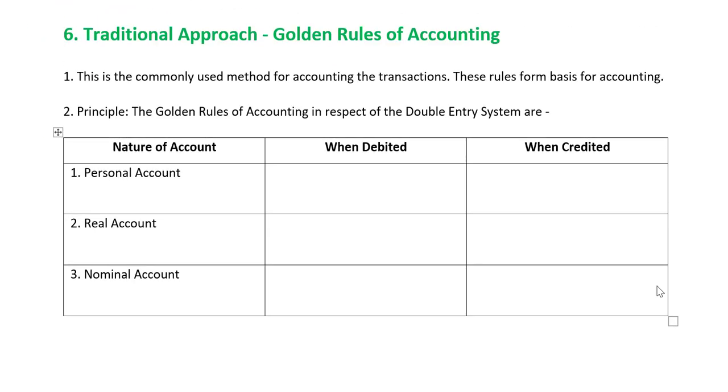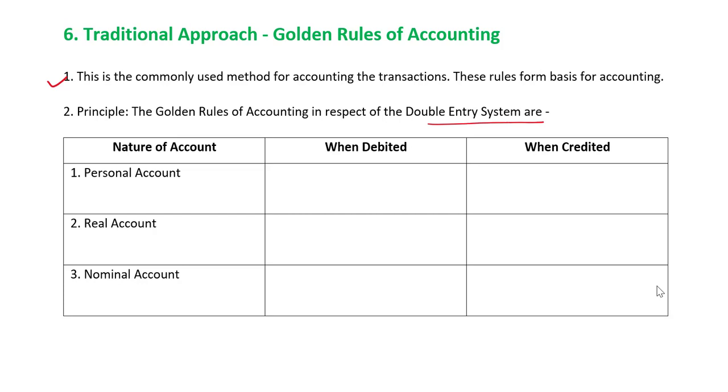Let us move to the next topic, and that is traditional approach, that is golden rule of accounting. Number one, this is a commonly used method of accounting. Basically, there are three types of accounts: personal, real, and nominal. We will learn over here when these accounts need to be debited and when they need to be credited. The golden rule of accounting in respect of double entry system covers these three accounts.